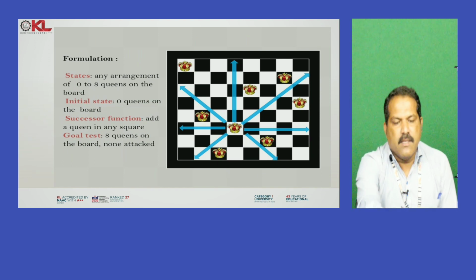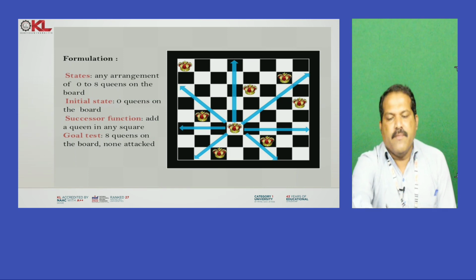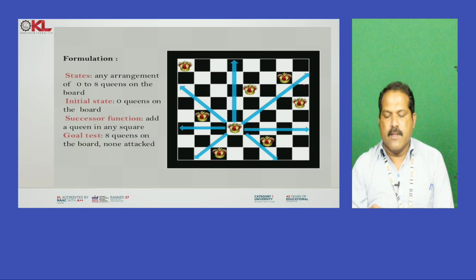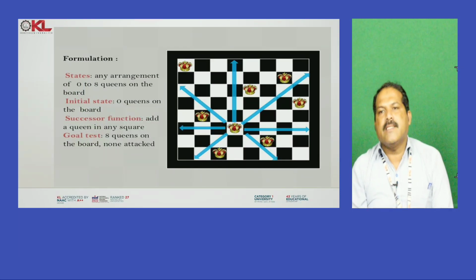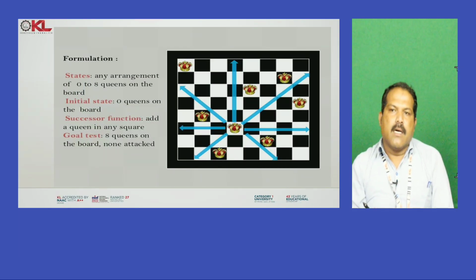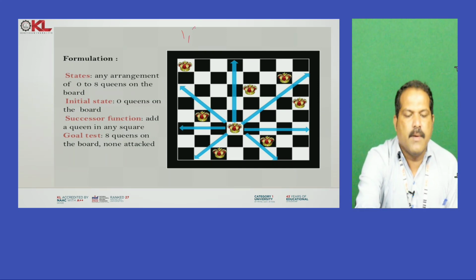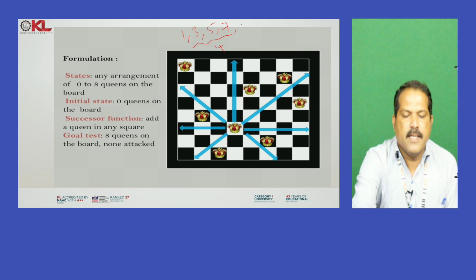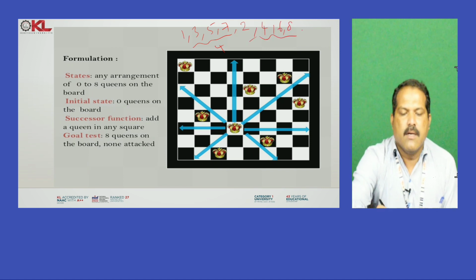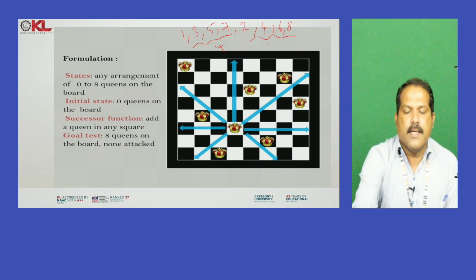Here I placed the first, and the second queen I am going to place here. In a simple way, we can easily understand that placing the queen has a shortcut. You can place the queen either in odd columns or even columns. That means you can place the queen in 1, 3, 5, 7, and you can place in 2, 4, 6, 8. This is the shortest way for placing the queen on the chessboard.